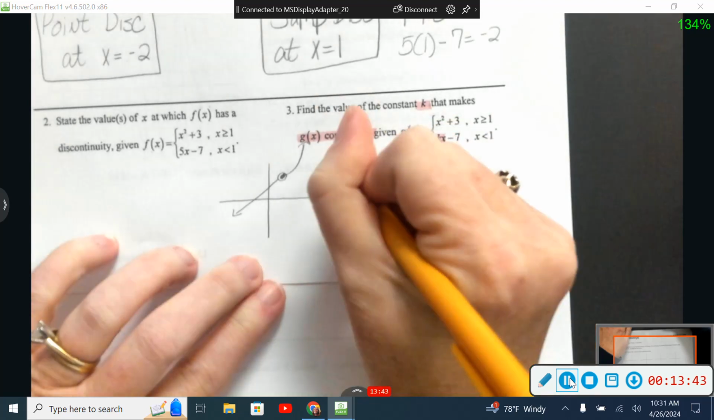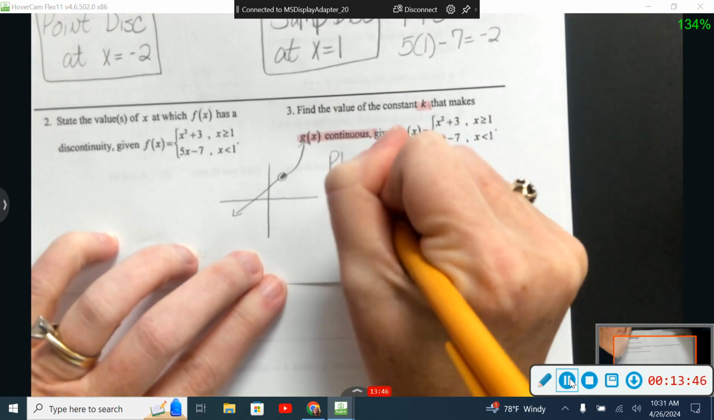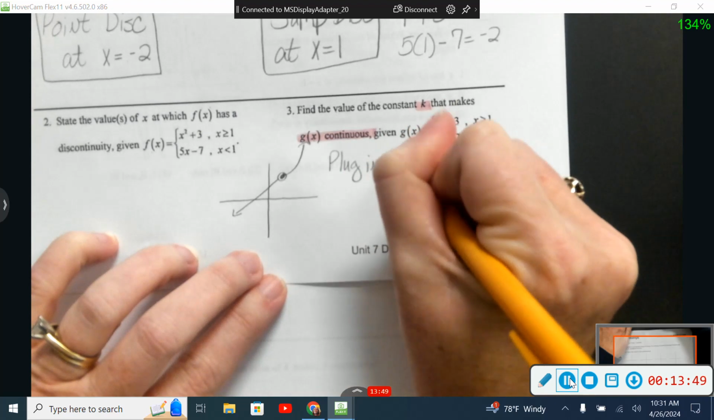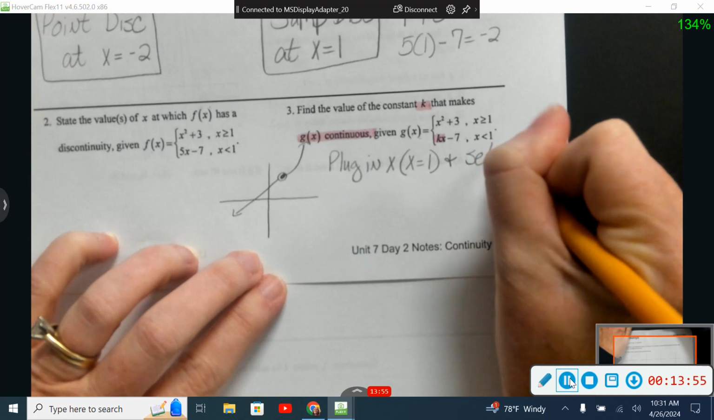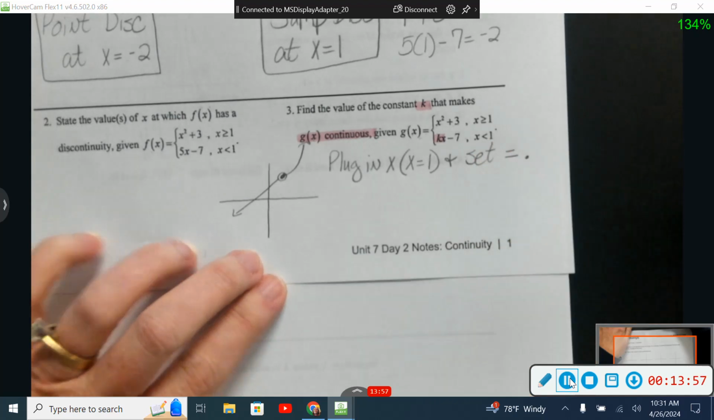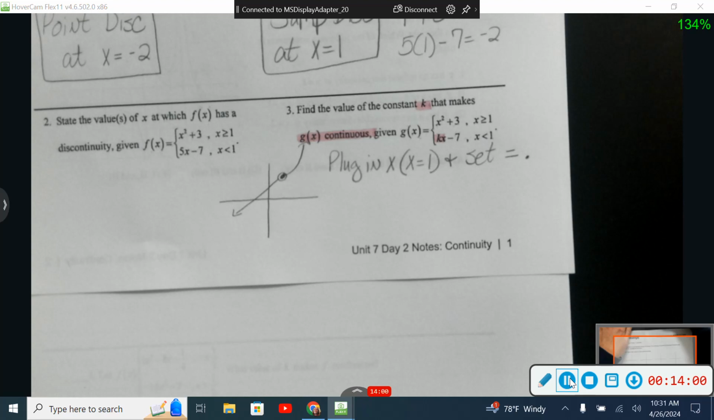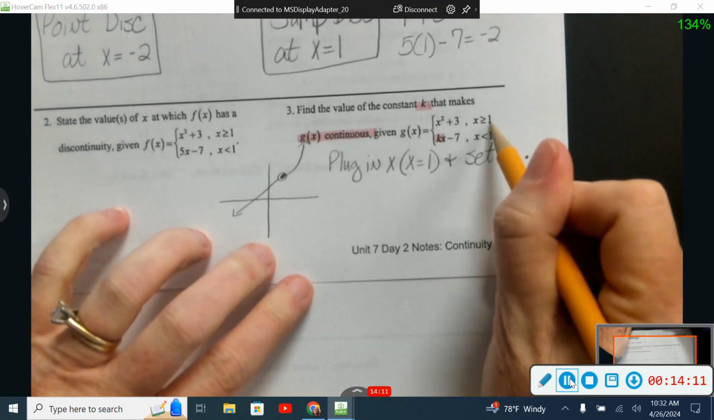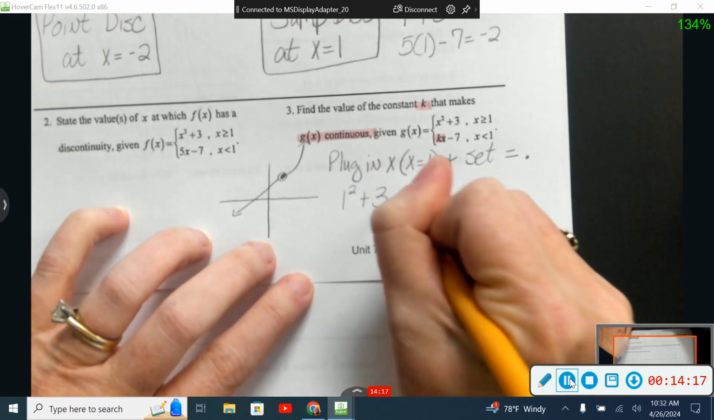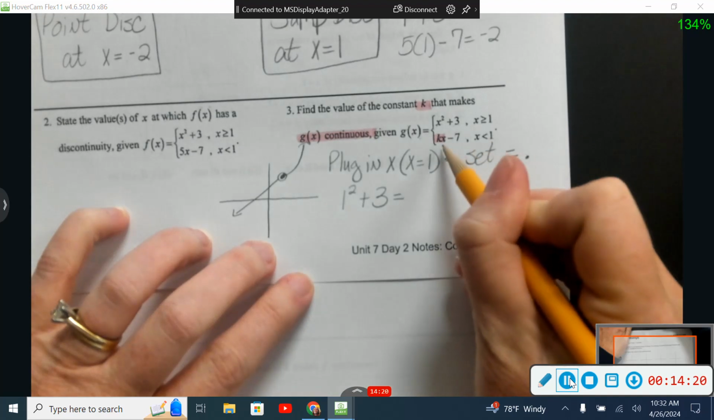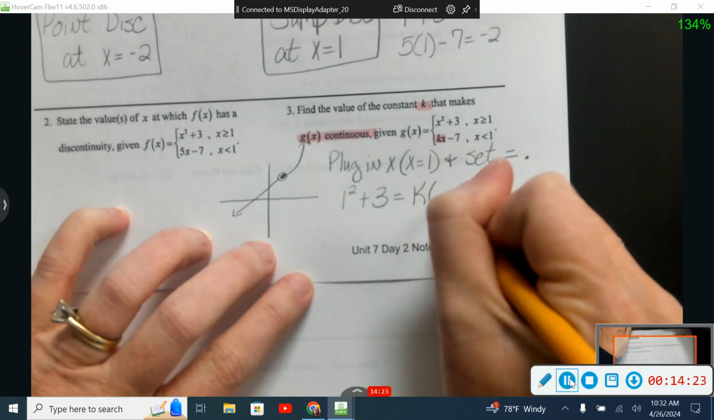In order to make that happen, I'm going to plug in the x value that they've given us. In this case, x is equal to 1. And then I'm going to set the two pieces that I have equal to each other. When I plug in that x value of 1, I want my y values to come out equal so that my two pieces are touching. So I'm going to take my 1 and plug in for x on the one side, and then set it equal to 1 plugged in for x on the other side.